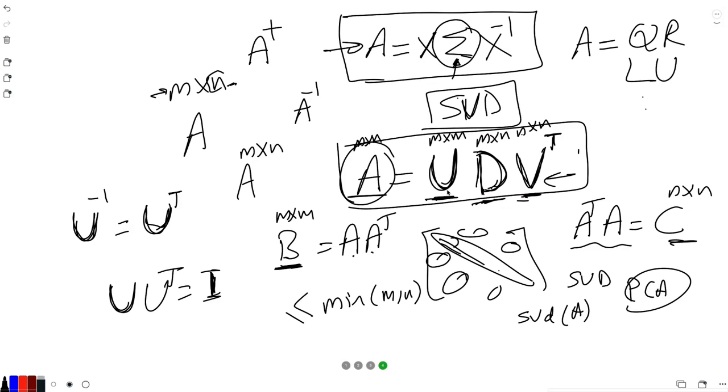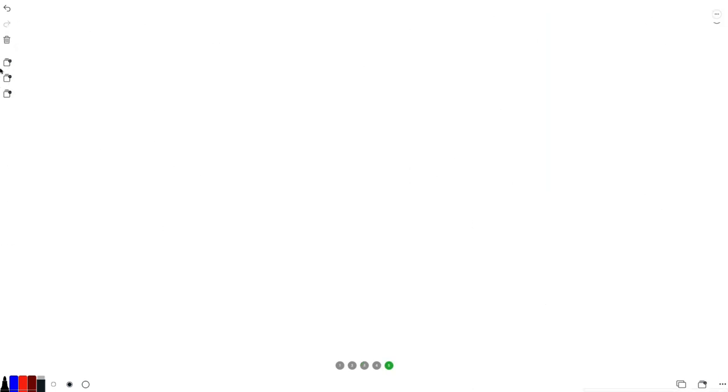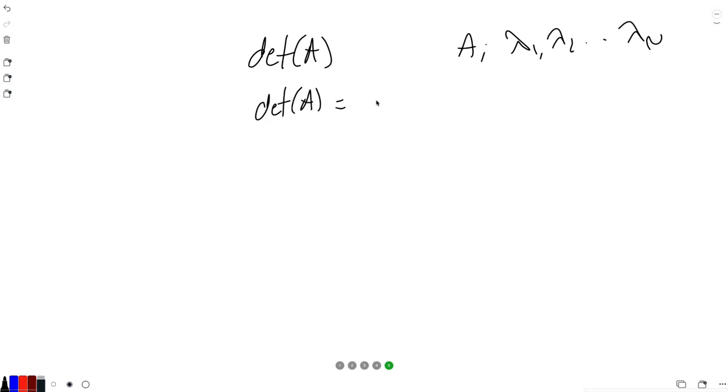Okay. The last thing in this session, just 2 minutes more: for a square matrix A we have the determinant. The determinant is defined if A is a square matrix, and actually the determinant is also related to the eigenvalues of the matrix A. So if we have matrix A which has eigenvalues lambda 1, lambda 2, until lambda n, then the determinant of A is nothing but the multiplication of those eigenvalues. So this is good to remember.